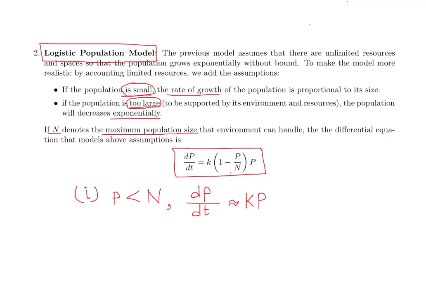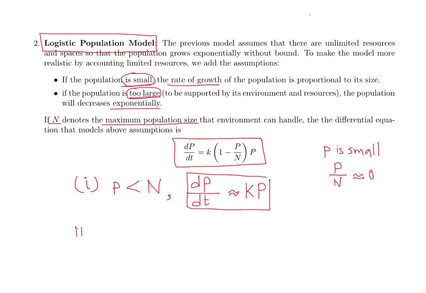Okay, and you can see from this equation, when p is too small, then p over N is almost 0. So this guy is 0, p over N is 0. That means dp over dt equals k times p, which is this one.